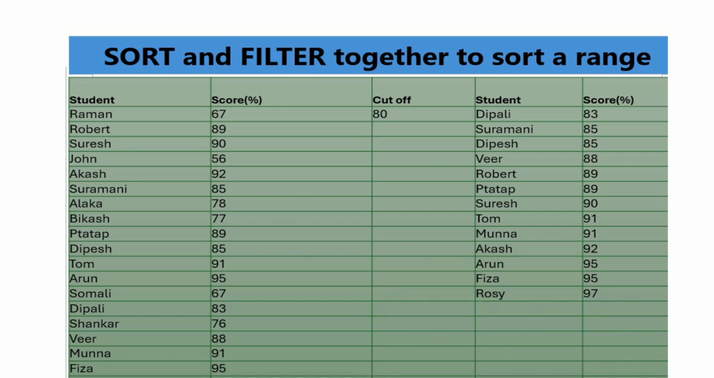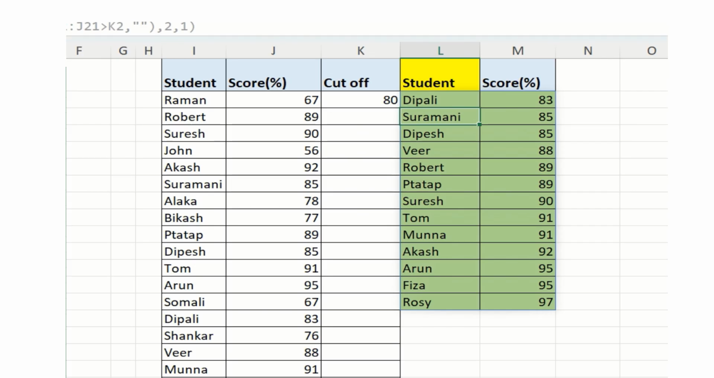Hello friends, today's topic is how to sort and filter together to sort a range. Suppose there is a list of records. Combined, how can we use sort and filter together and limit to a particular number, and the sort order will be ascending. Let's see how it is happening.